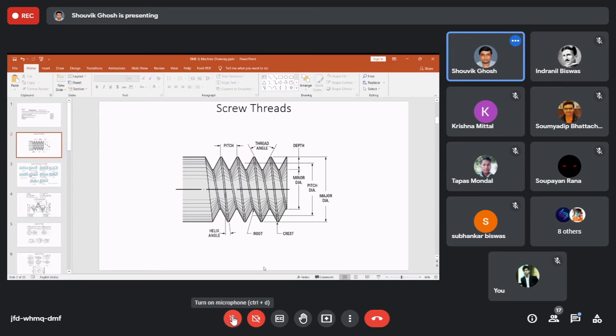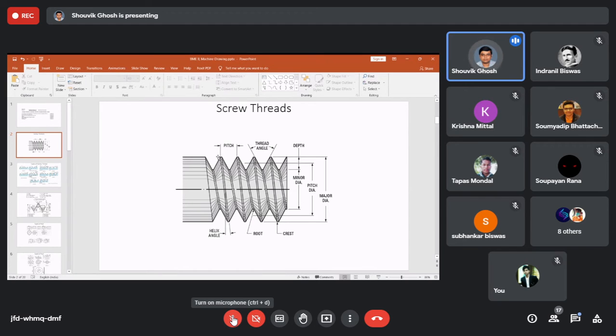Okay, the thread. This is the root. This is called the root of a screw. Root is basically the innermost edge of a thread. This is the deepest portion in a thread which you can attain. Okay, crest is the highest or the outermost portion or surface of a screw thread.